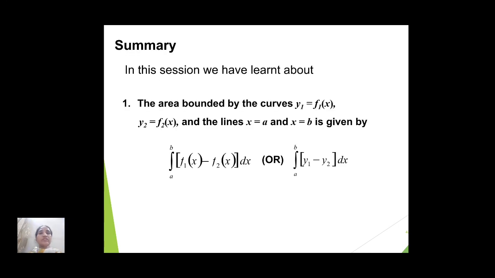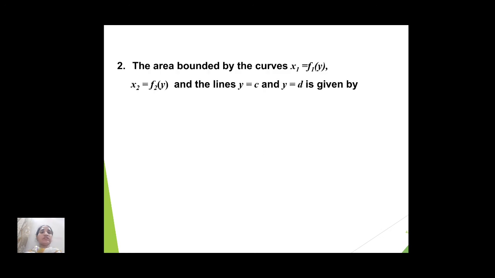So in today's video lesson, what we discussed: the area bounded by the curves y1 equal to f1 of x and y2 equal to f2 of x and the lines x equal to a and x equal to b is given by integral a to b f1 of x minus f2 of x dx or integral a to b y1 minus y2 dx. Next, the area bounded by the curves x1 equal to f1 of y, x2 equal to f2 of y and the lines y equal to c and y equal to d is given by integral c to d f1 of y minus f2 of y dy or integral c to d x1 minus x2 dy.